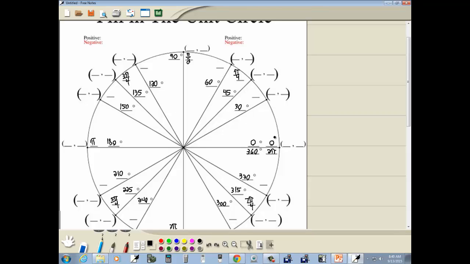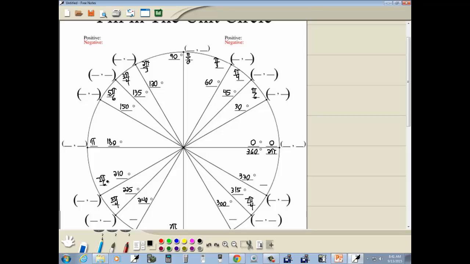We're going to keep adding pi over 6 over and over. So 0 plus pi over 6 is pi over 6. So 0, pi over 6, 2 pi over 6, which is the same as pi over 3. So pi over 6, 2 pi over 6, 3 pi over 6, which is the same as pi over 2. 4 pi over 6, which is 2 pi over 3. 5 pi over 6. 6 pi over 6, which is the same as pi.